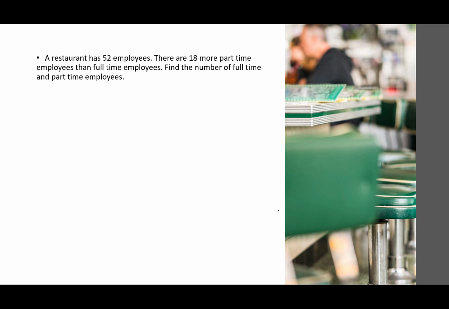There are 18 more part-time employees than full-time employees. We're going to find the number of full-time and part-time employees. So just like last time, I want to say, well, what are the 2 things I have? I have part-time employees, I have full-time employees, and I like to start with which one has less. So it says there are 18 more part-time than full-time, so full-time there are less. Let's make that x is full-time, and then part-time is going to be x plus 18.